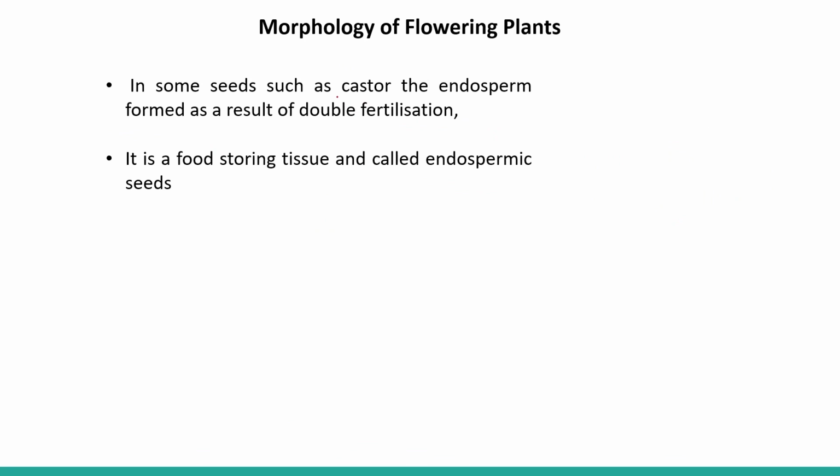In some seeds such as castor, the endosperm is formed as a result of double fertilization. This I have also discussed. It is a food-storing tissue and it is present in endospermic seeds. The seeds that have endosperm are loaded with food material, and those seeds that bear endosperm are called endospermic seeds.